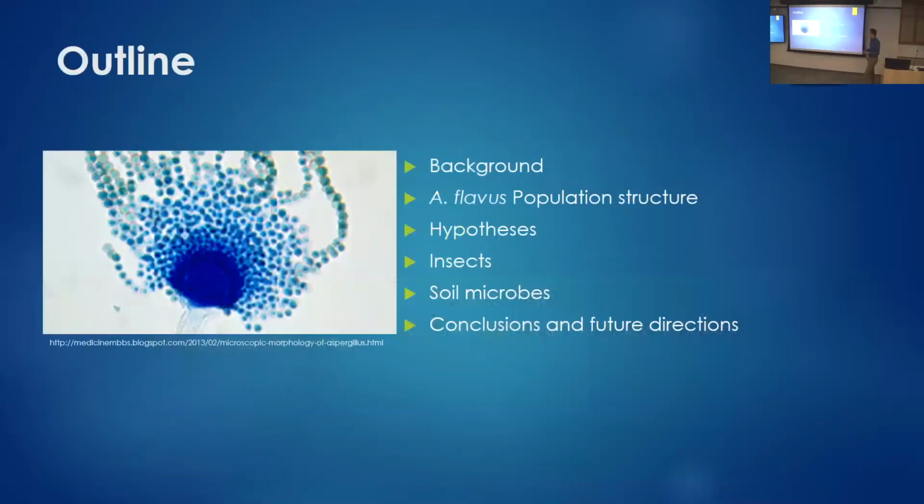So I'm going to just give you a little outline. I'm going to start with some background on secondary metabolites in general, moving into background on Aspergillus flavus and aflatoxins, talk a little bit about work we've done in looking at A. flavus population structure, talk about the hypotheses behind what we think might be driving balancing selection, and spoiler alert, we think it's insects and soil microbes, and then concluding.